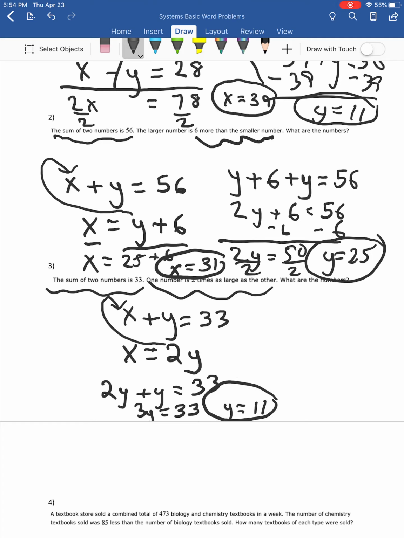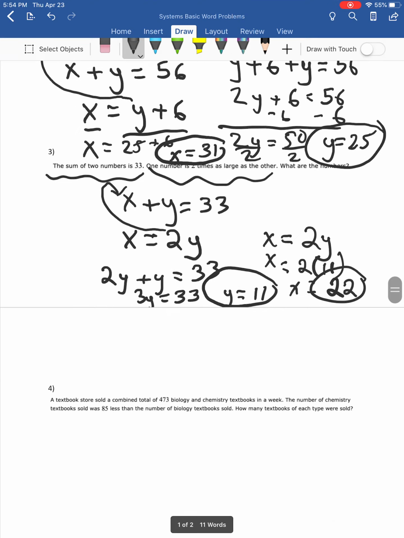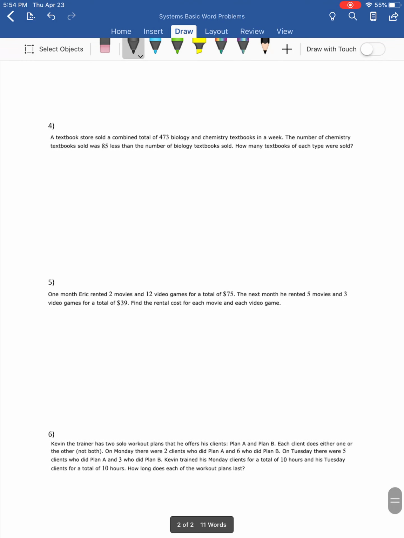Now, to get x, x is going to be 2y. I'm going to use the bottom equation. So x is going to be 2 times 11. x is going to be 22.